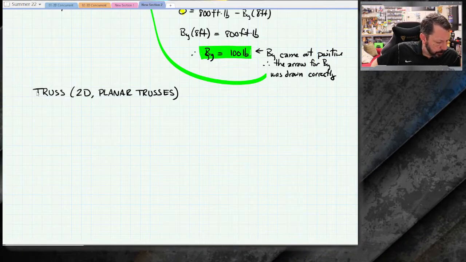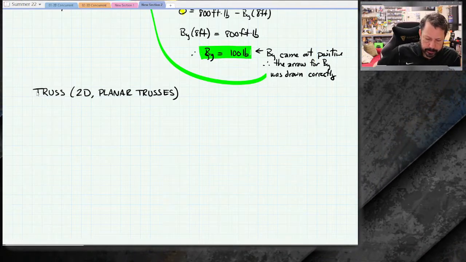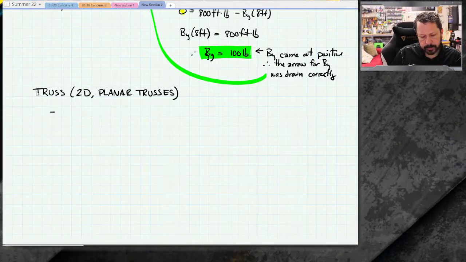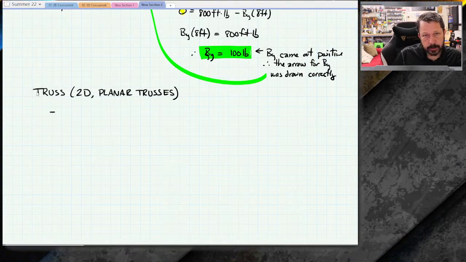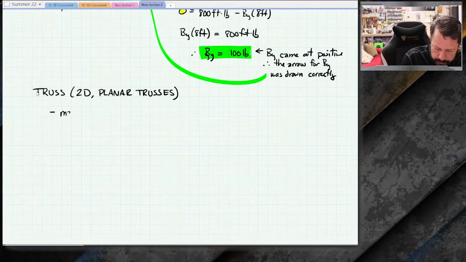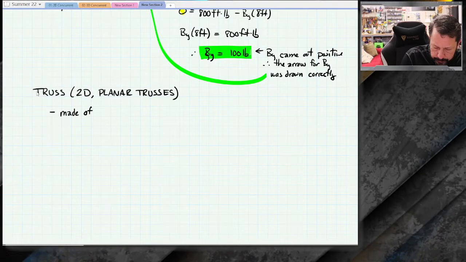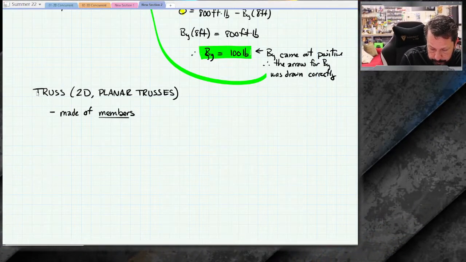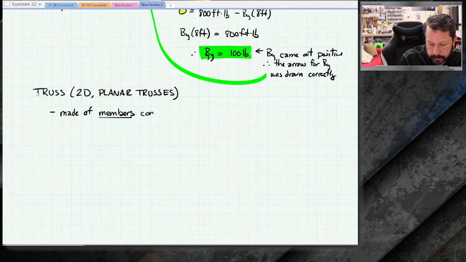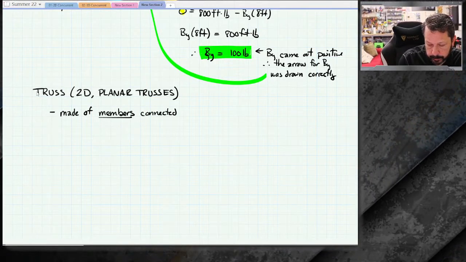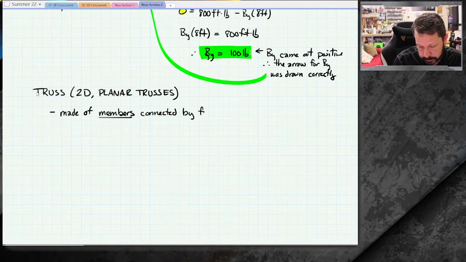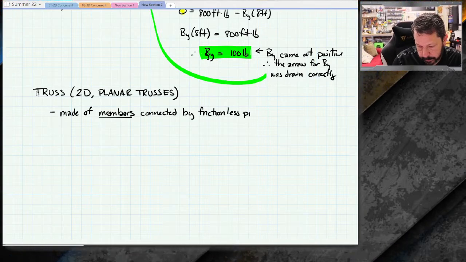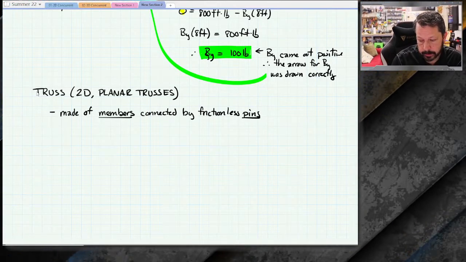A couple of rules that we're going to need to help us define trusses. And one of them is that trusses are made of members, so that's a word, connected by frictionless pins. So pins is another key term there.